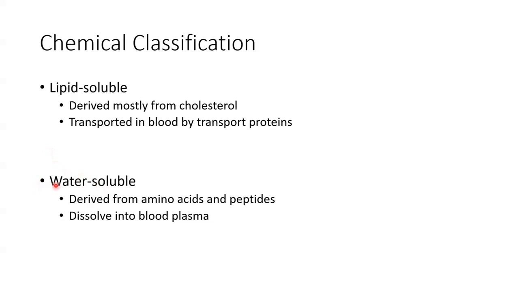Our water-soluble hormones, because they can dissolve in the watery blood, circulate in the bloodstream as a free hormone, meaning that it's not attached to a protein or another molecule. These hormones have a much shorter half-life than our lipid-soluble hormones, and they're often degraded by enzymes in the blood.